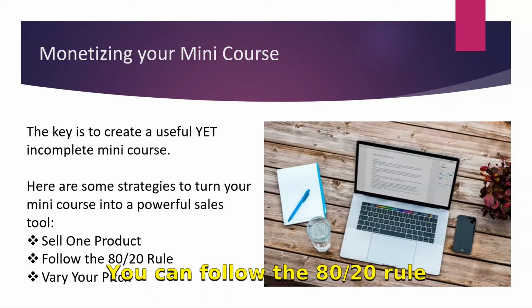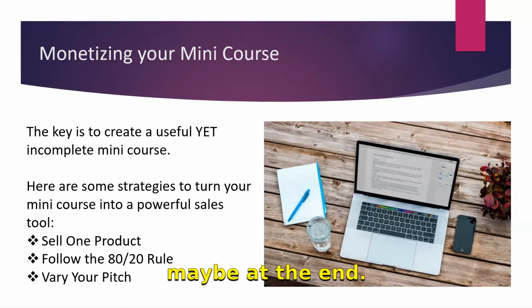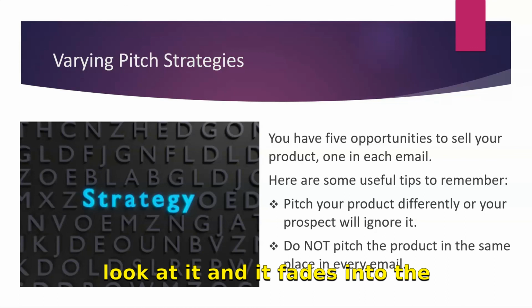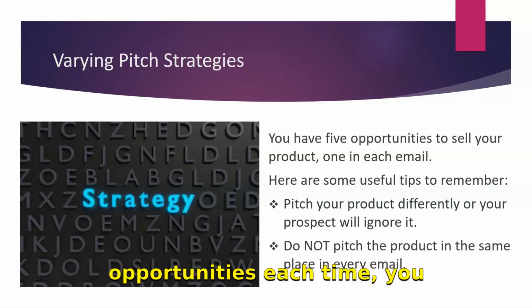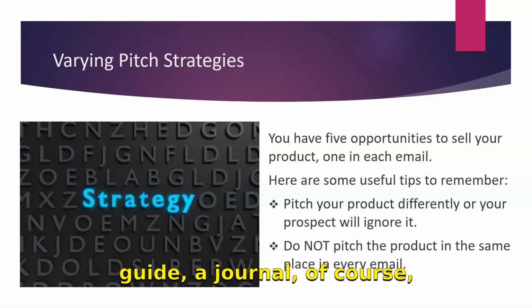You can follow the 80-20 rule, where in the mini course, you provide 80% content, and then maybe at the end, you have a pitch for your particular product. And you can vary your pitch where it's not the same thing every single day. You can have different calls to action and so forth. So you do not have to put the product in the same place in every email. You can put it differently, or have a different call to action, just so people don't look at it and it fades into the background, because you're going to have these opportunities each time you email them to sell them on your product, whether it's a guide, a journal, a course, whatever it is.